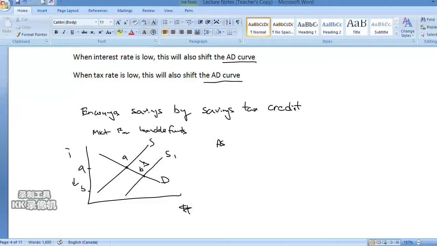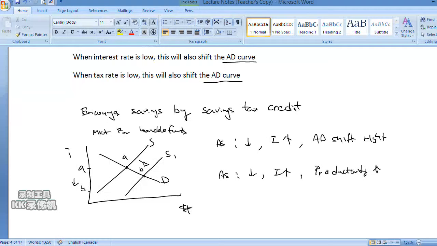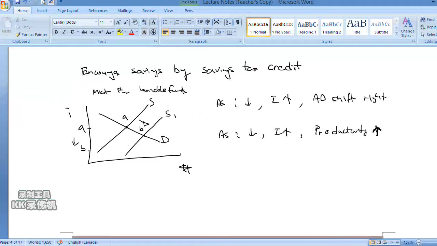As interest rate goes down, what we are going to see is investment goes up and AD shifts right. At the same time, as interest rate goes down, due to the increase in investment in physical capital and machineries, productivity is going to increase, because now workers have more tools and machines to use to produce goods and services. This will also shift the short run AS curve to the right, as well as the long run aggregate supply curve to the right.